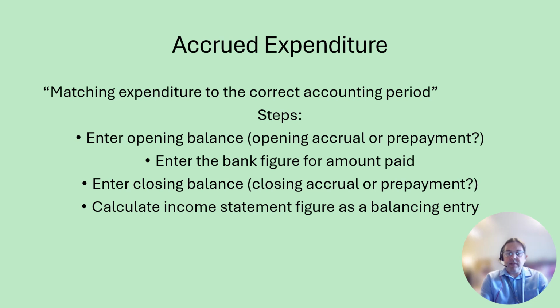Finally, the income statement figure is a balancing entry. You've got to work out how much of that expense is actually going in the income statement, and that will be the figure that balances the T account with all the other entries. It should be on the credit of the accrued expenditure account because expenses go on the debit in the income statement. But if you do it on the wrong side, normally you'll get a mark as long as it's mathematically correct to the figures you've already put within the T accounts.